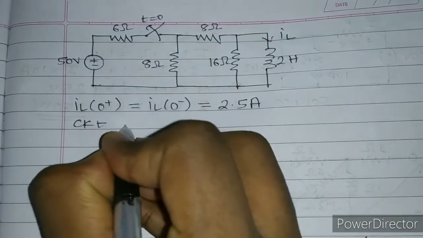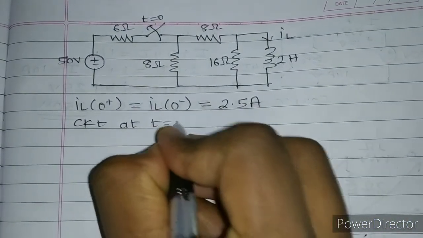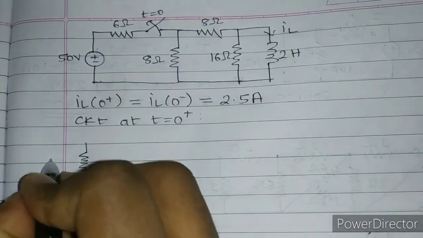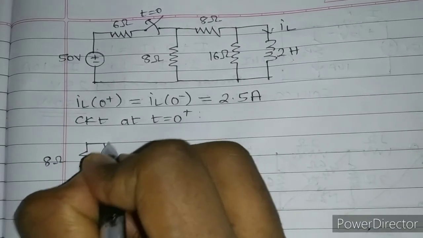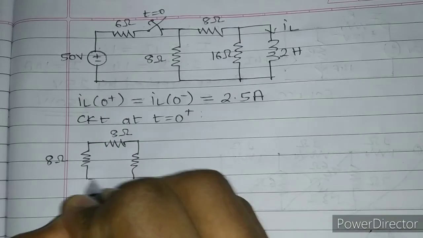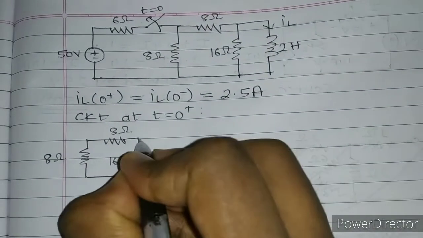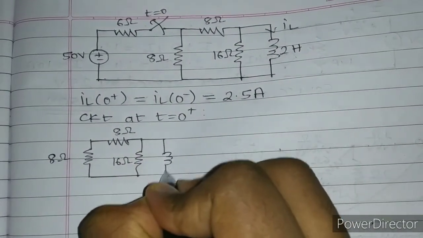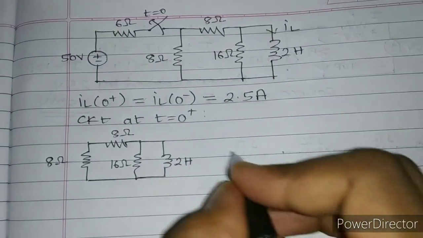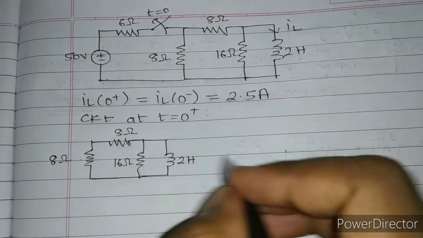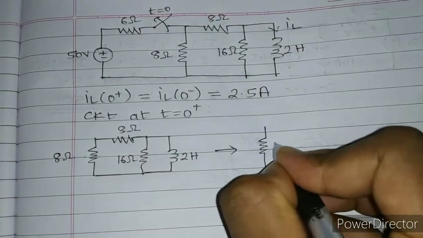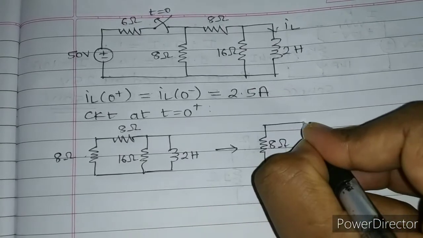So now the circuit at t greater than 0 will be 8 ohm resistor in series with 8 ohm resistor. Over here is a 16 ohm resistor in parallel with the 2 Henry inductor. This 16 ohm and this 16 ohm are in parallel, so they form an equivalent of 8 ohm resistor, which is in parallel with the 2 Henry inductor.